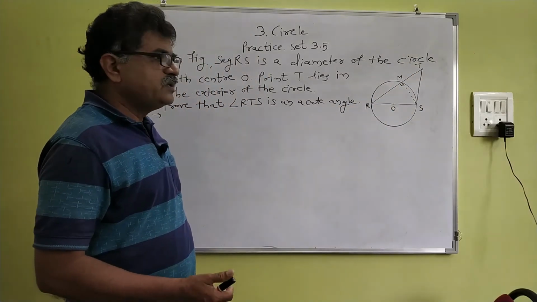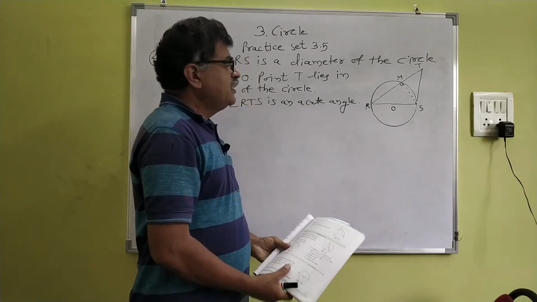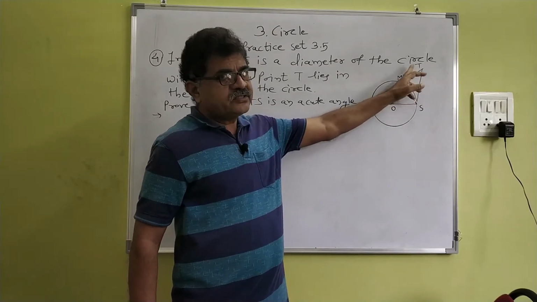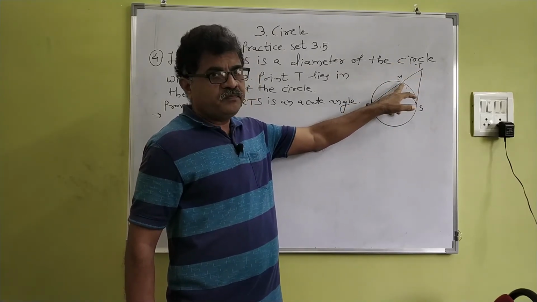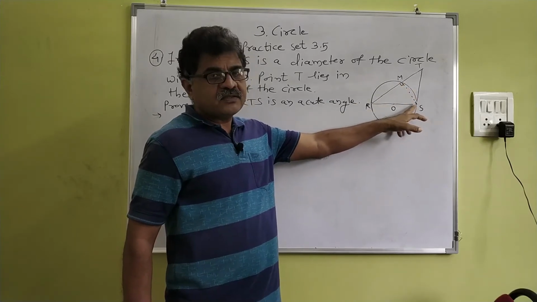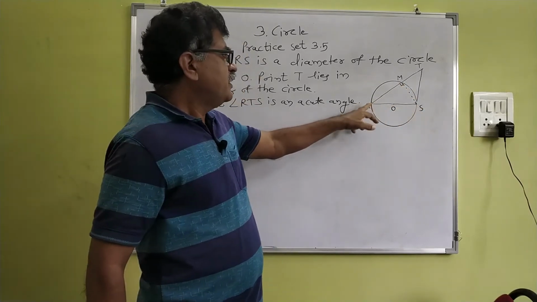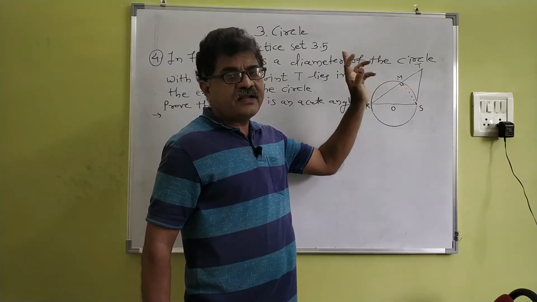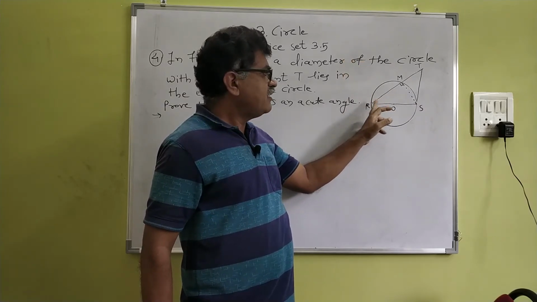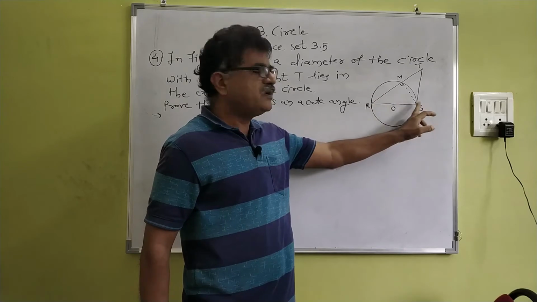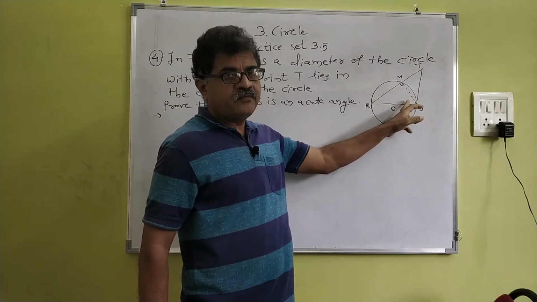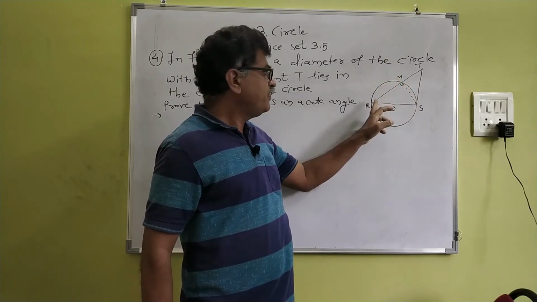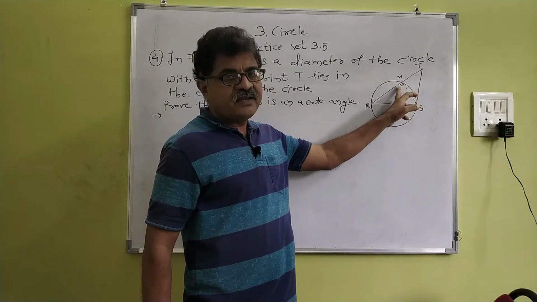Now let us see how we can prove this. Let segment RT intersect the circle at point M. Draw segment MS. Now this angle RMS is a right angle, that is, an angle inscribed in a semicircle. This is the diameter, therefore this is a semicircle. An angle inscribed in a semicircle is a right angle. Therefore this angle is 90 degrees.